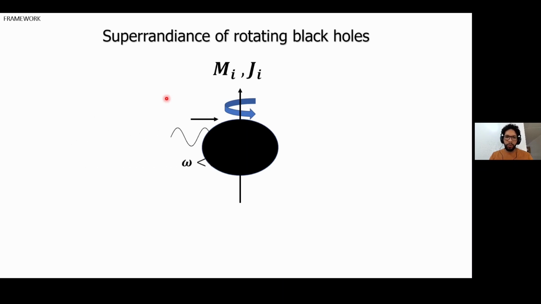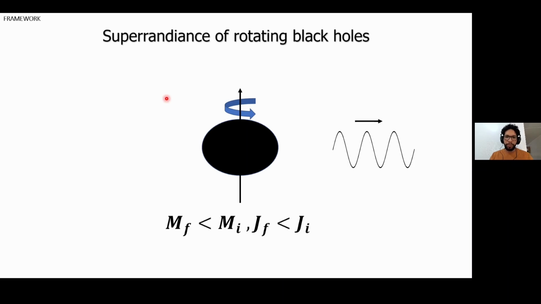Well, what may happen is that after being scattered off by the black hole, the scattered wave may possess a larger amplitude than the incident one, and in the process, the black hole loses mass and angular momentum due to superradiance.